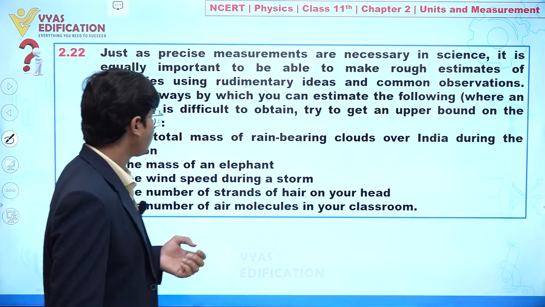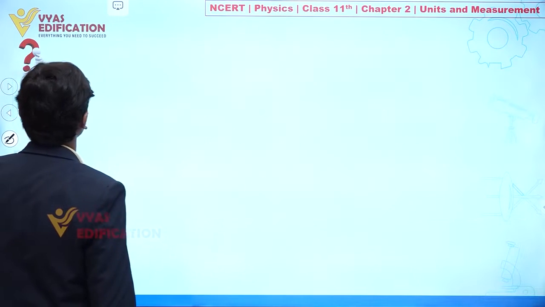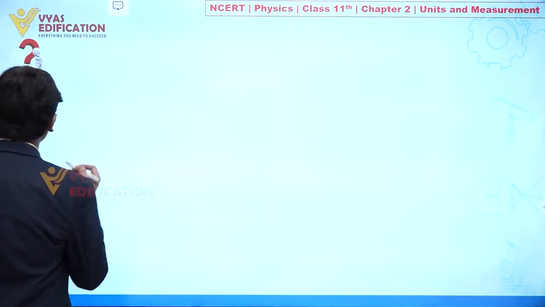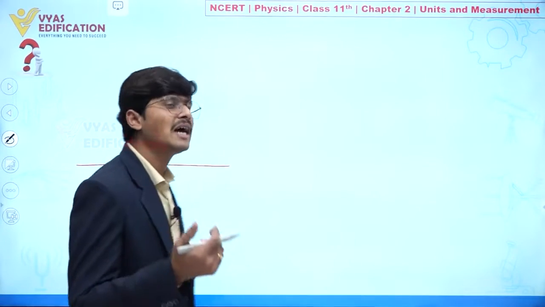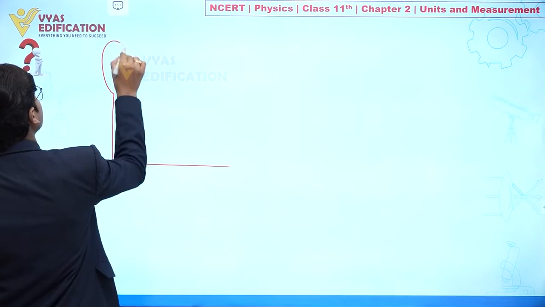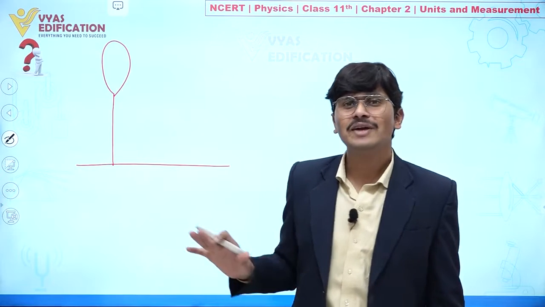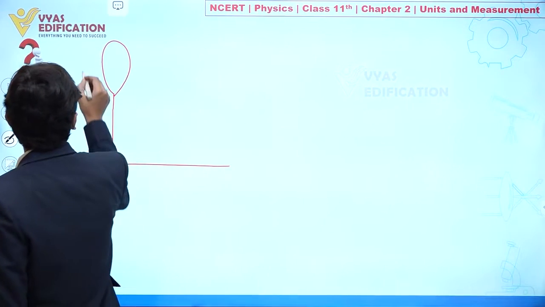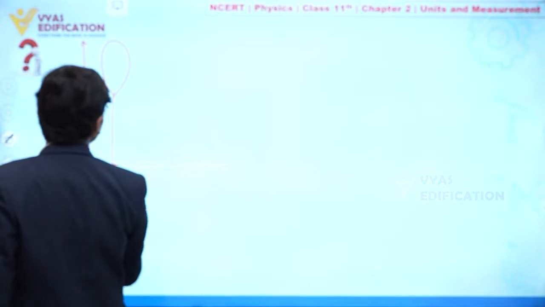Now if we talk about wind speed during a storm, concentrate here. Let's suppose this is the ground, and we have an air-filled balloon. This is the balloon, and at this time I am assuming there is no wind blowing. Let's suppose the height of this balloon is h from this surface.